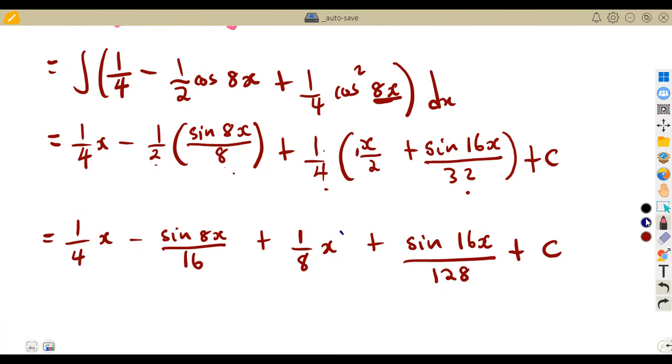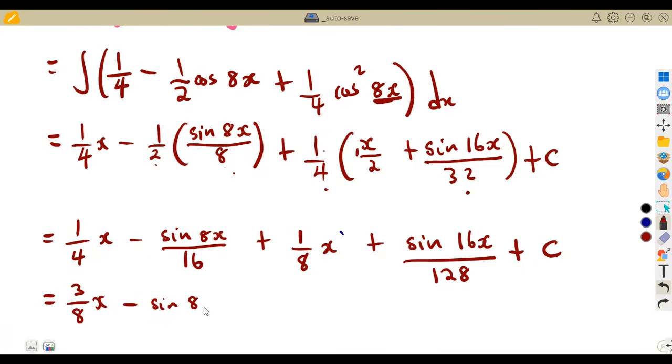All right, so let us combine and see what you're going to have. So if we add 1 over 4 plus 1 over 8, because there's x and x, we're going to get 3 over 8. So this is 3 over 8x. All right. Then the rest we're just going to write as it is, minus 6 sine 8x.